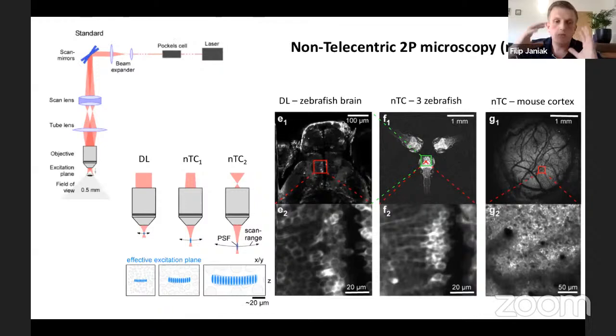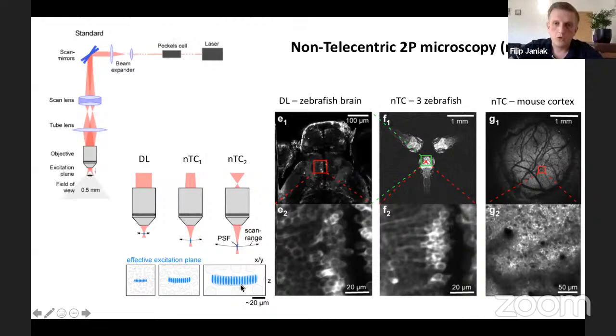In the standard diffraction-limited configuration, the collimated beam is illuminating the back aperture of the objective. By disturbing the beam with a single lens or two lenses, we are just changing this collimation into a divergent one, according to our approach, which we call non-telecentric one or non-telecentric two, depending on whether we use one or two lenses. And thanks to that, we can increase the field of view and change the shape and length of the excitation spot.